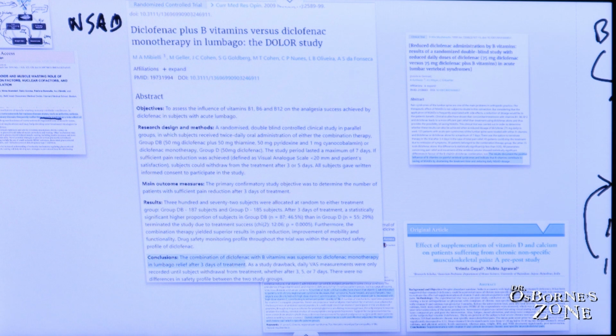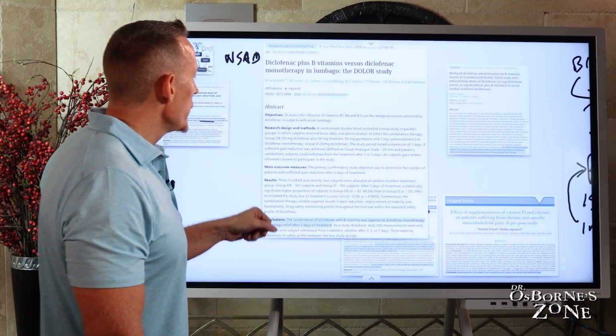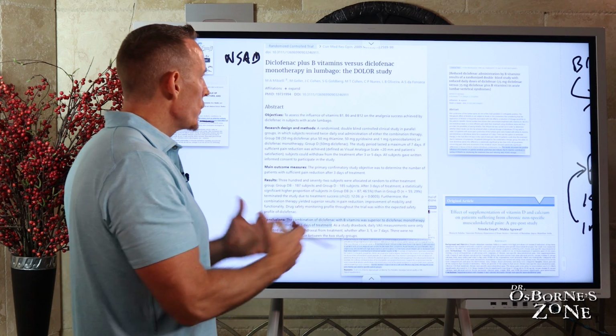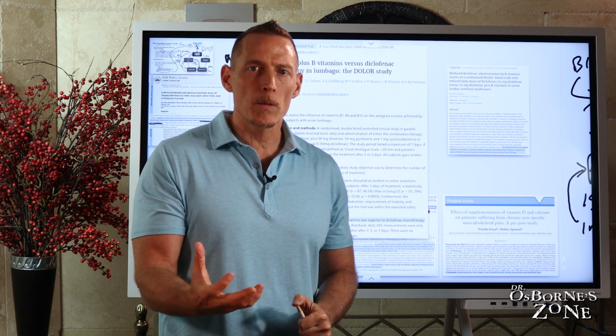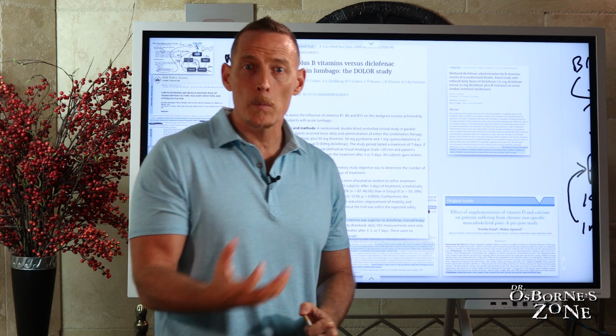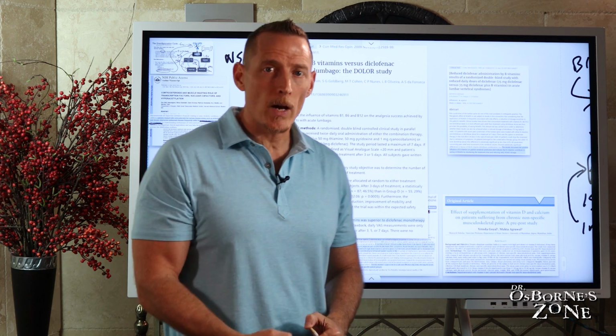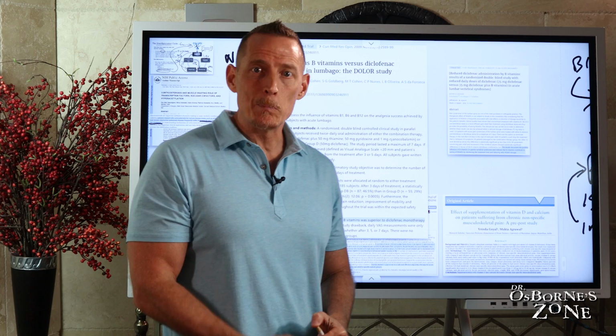But aside, lumbago means low back pain. And so Dolor means pain, but this study, what they found is that when they combined Diclofenac, which is an NSAID, with B vitamins, the outcomes were superior than just using Diclofenac alone, right? And so they compared. They actually did two arms in this study where they said, okay, we're just going to give patients non-steroidal anti-inflammatories for their pain, or we're going to give them non-steroidal anti-inflammatory with B vitamins. Well, the B vitamin group did better.